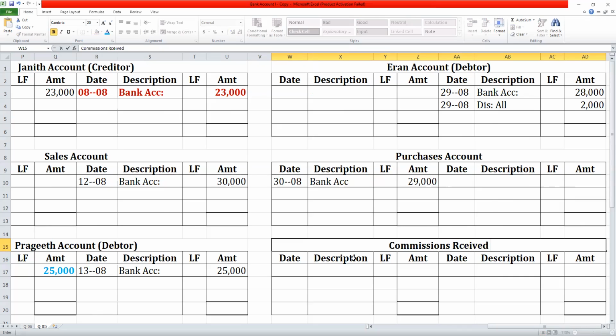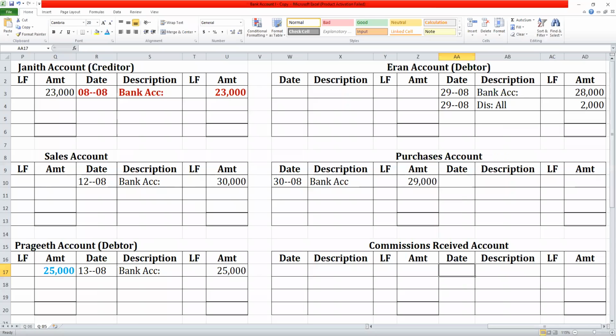Commissions received account, credit it. 31st of August. Bank account, amount is 20,000. See?